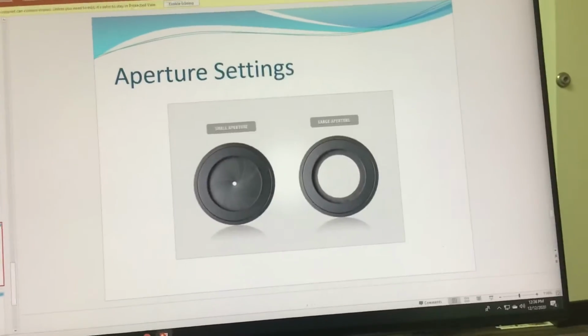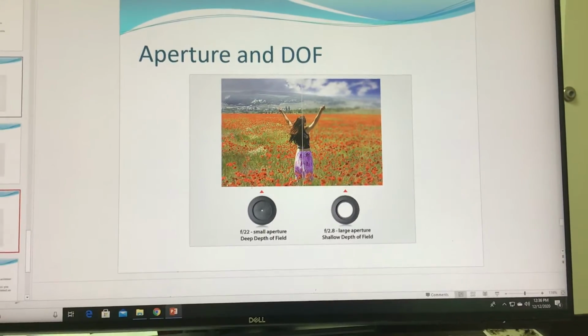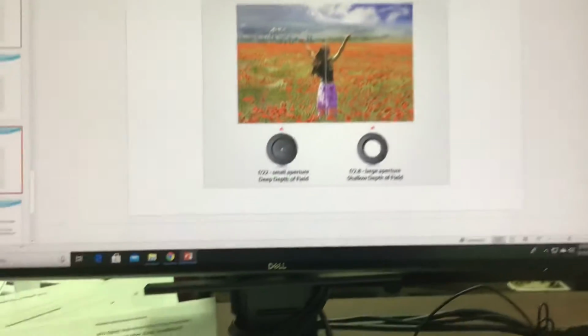When you're talking about aperture and depth of field, use a small aperture if you want a deep depth of field, and if you want shallow depth of field, you can use a larger aperture.